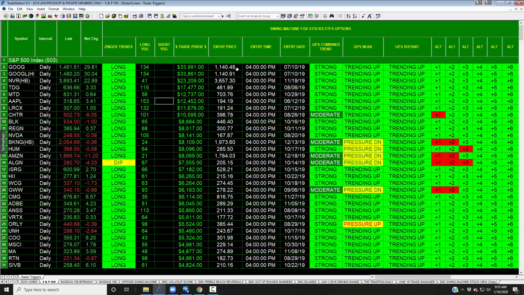Swing Machine said that it would be a good opportunity to buy Goog at 1,140.48 at 4 p.m. on July 10th of last year. And had you done that with our other members, this one position, you would be up 33,991.